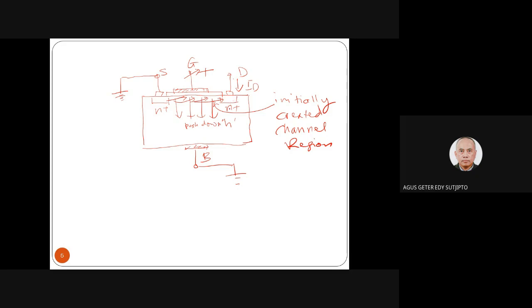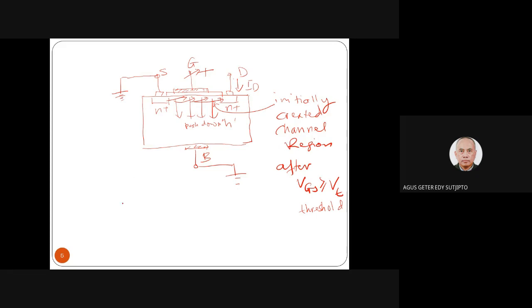So that's the condition: the initially created channel region after VGS, where we apply the positive terminal at the G and the S as ground, is greater than or the same as the threshold voltage where the channel region is created. So then, meaning the creation of the channel where the electron from the S can reach the D here. So this is what we call the threshold voltage. Okay.